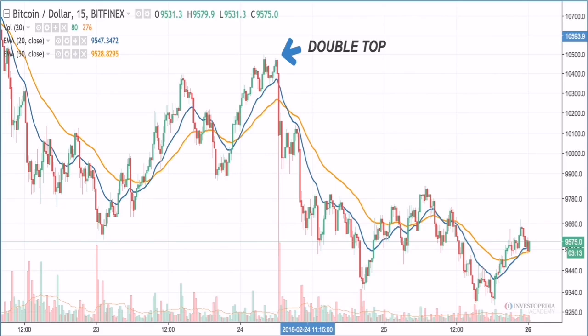And this is, again, a 15-minute chart of Bitcoin versus the dollar on the Bitfinex exchange. So in this case, the price of Bitcoin rallied to 10,500, then it sold off, and then bounced back to 10,500, forming a double top. And then immediately after that, you had a huge drop and a downtrend. And so that's a double top.